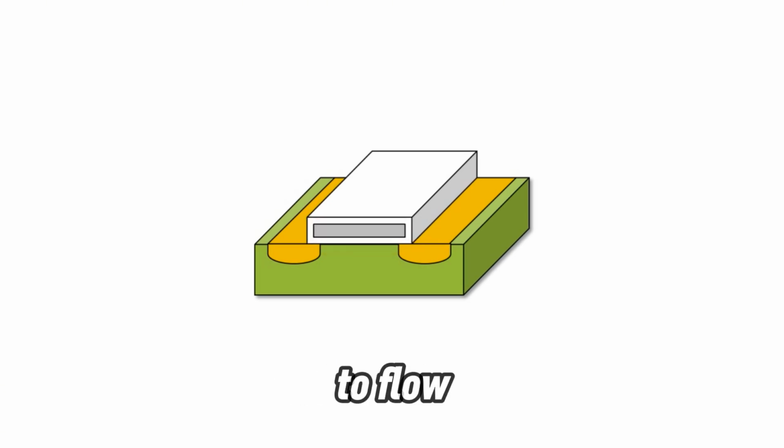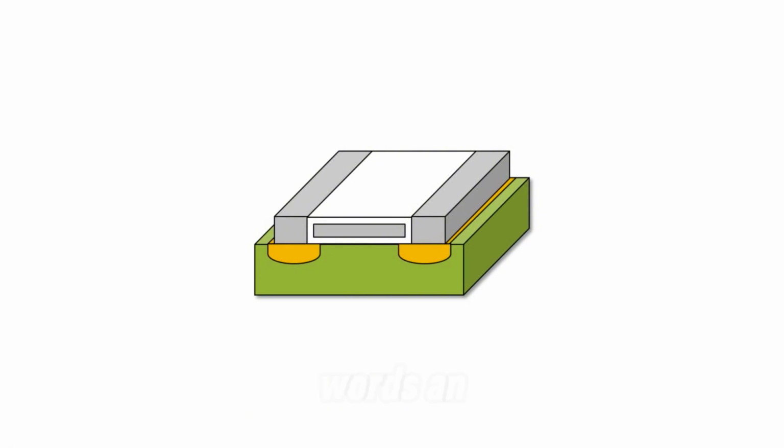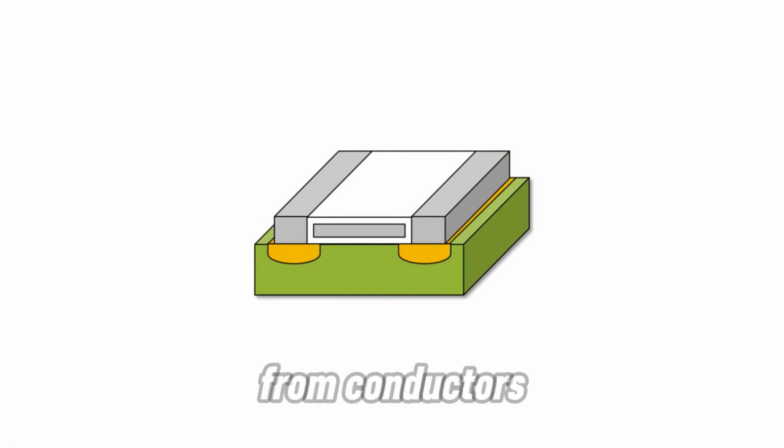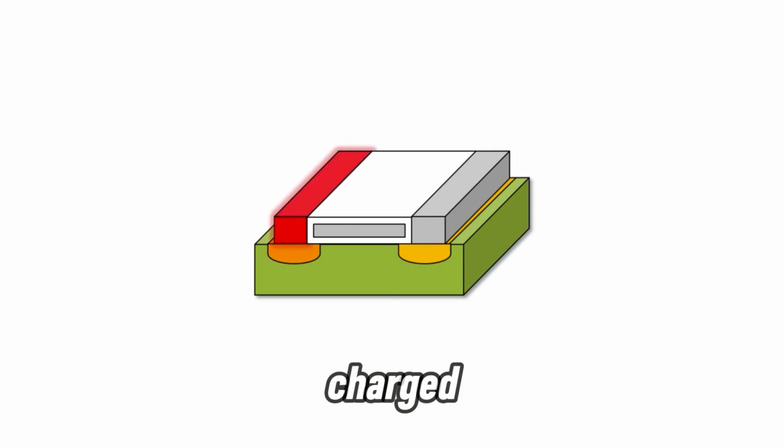For electricity to flow through the conducting channel between the yellow areas, there must be a source and a drain. In other words, an input and an output. These are both made from conductors as well, like metal. If the input is charged, it cannot flow to the output unless the gate, which is the piece of metal in the middle, is also charged.